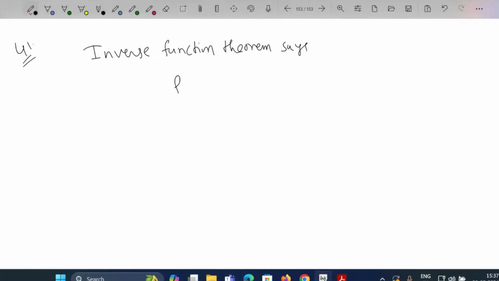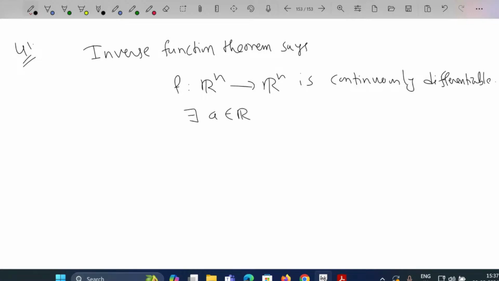Suppose we have a continuously differentiable function f, and there exists an a such that f'(a) is invertible. Let's say b equals f(a). Then f will be invertible in some neighborhood of a and b.